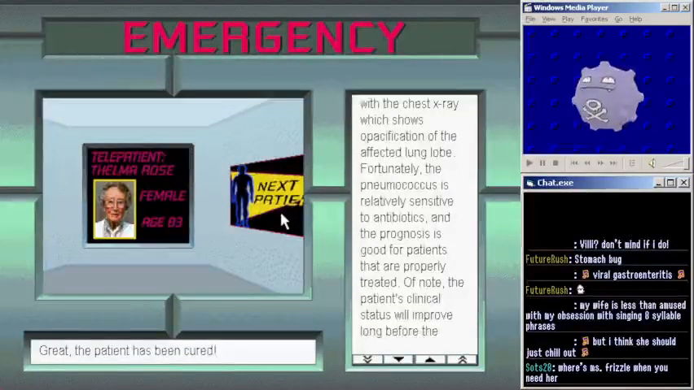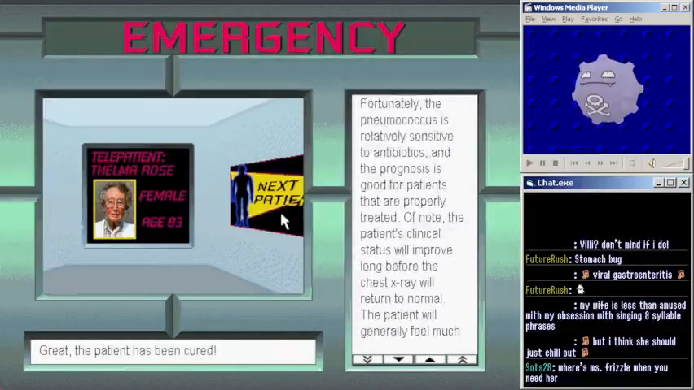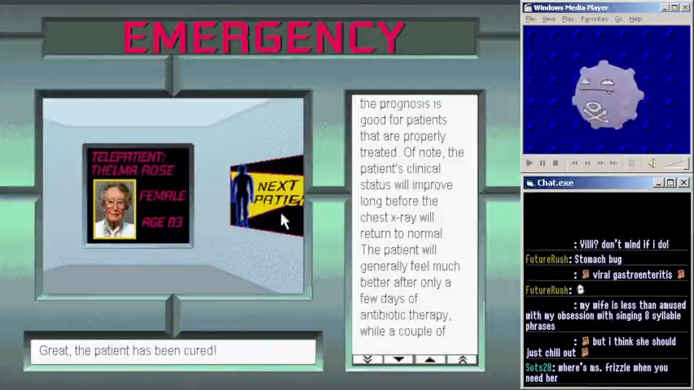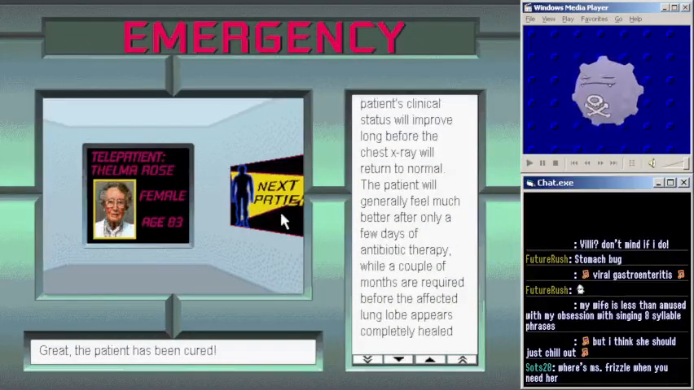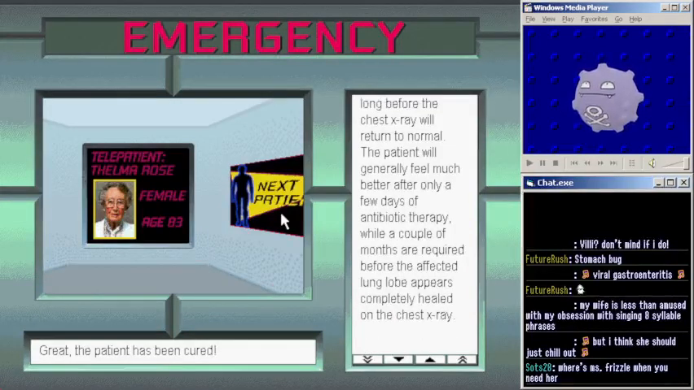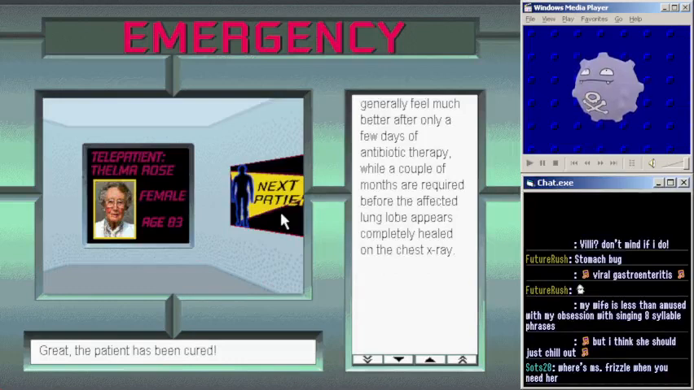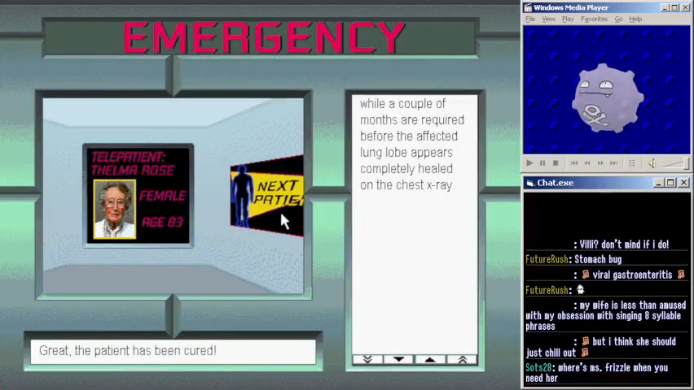Fortunately, the pneumococcus is relatively sensitive to antibiotics, and the prognosis is good for patients that are properly treated. Of note, the patient's clinical status will improve long before the chest x-ray will return to normal. The patient will generally feel much better after only a few days of antibiotic therapy, while a couple of months are required before the affected lung lobe appears completely healed on the chest x-ray.